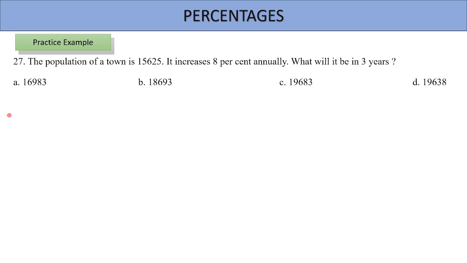27. The population of a town is 15,625 and it increases 8% annually. That means each year it increases 8%. In the first year it increases 8%, in the second year also it increases 8%, and in the third year also it increases 8%. What will the population be in 3 years?